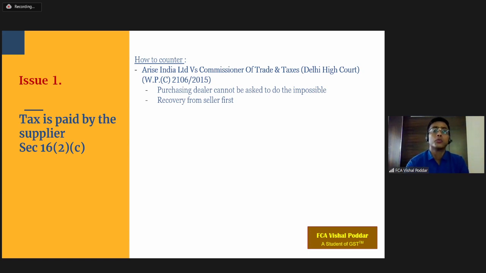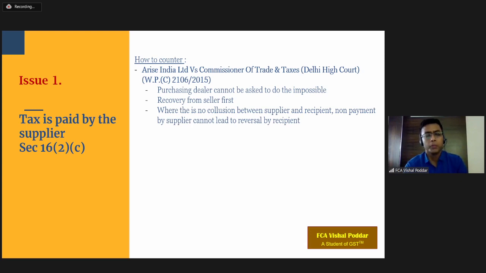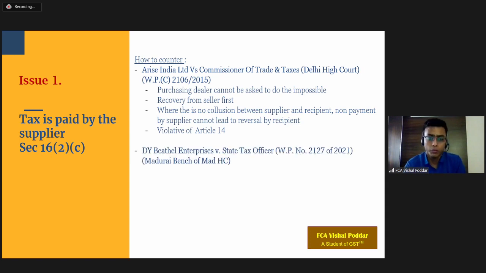The government has to first try to recover it from the seller, and only when it is not possible, then only can they come back to the buyer. Also, the most important point is that where there is no proof of collusion between the supplier and the buyer, that is, the buyer is innocent and has not been involved in any fraudulent activity, then simply because of non-payment or default of the supplier, that will not make the buyer responsible for reversing the credit. Further, this would be violative of Article 14.